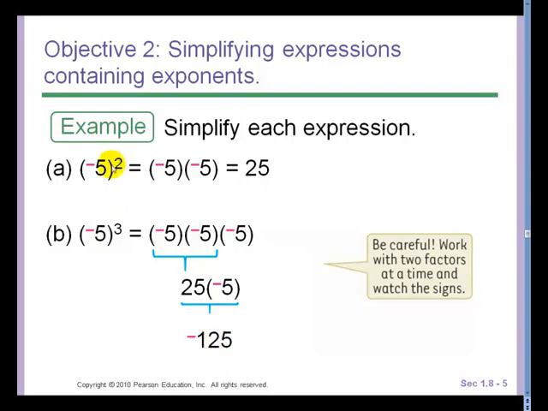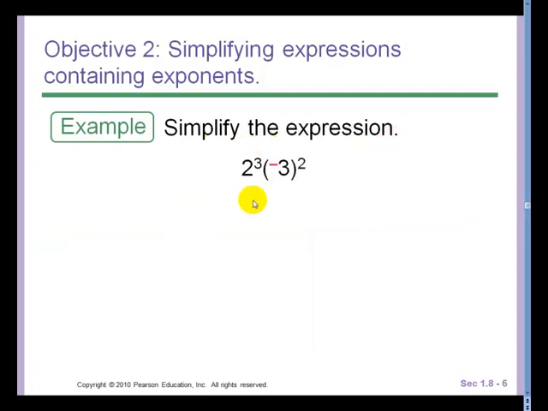In general, when your exponent is even, all of the negatives will pair up and cancel out. So anytime you have an even exponent, you will have a positive result. When your exponent is odd, you will always have an extra negative sign that doesn't pair up with anything. So if your exponent is an odd number, your result will be a negative. That will always be true.